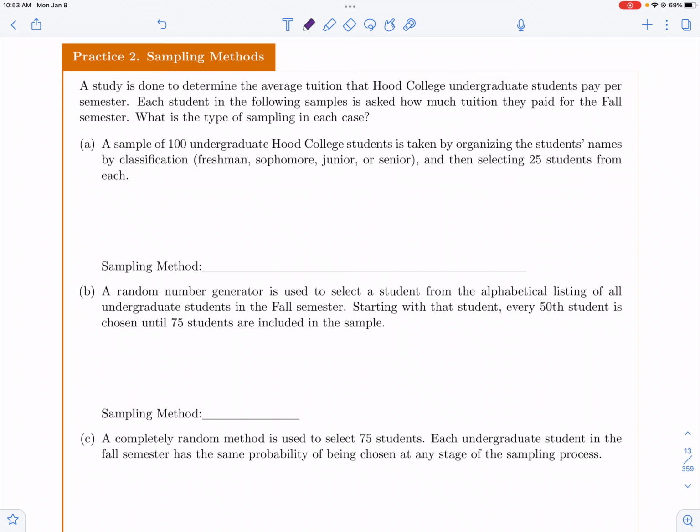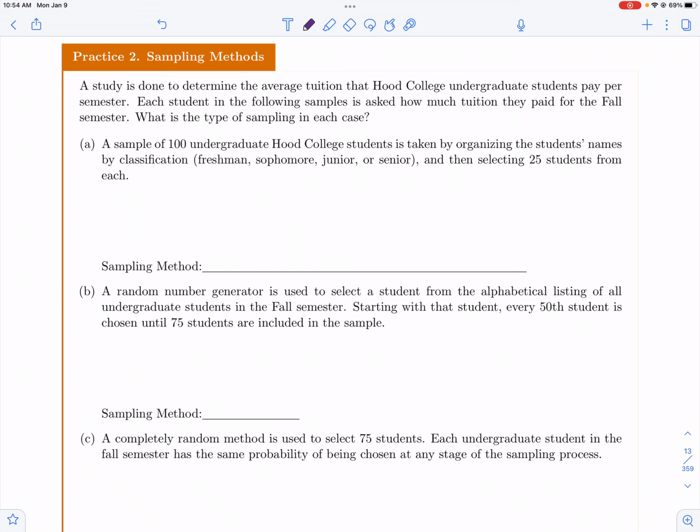So a study is done to determine the average tuition that Hood College undergraduate students pay per semester. Each student in the following samples is asked how much tuition they paid for fall semester. What is the type of sampling in each case?